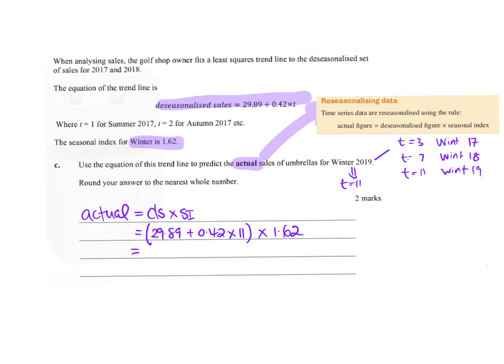All right, so I get 55.9, but it says up here to go to the nearest whole number. So I'm going to say that equals 56. All right. And when we go through our exams, we check our highlighted and we can check our whole number. Done.